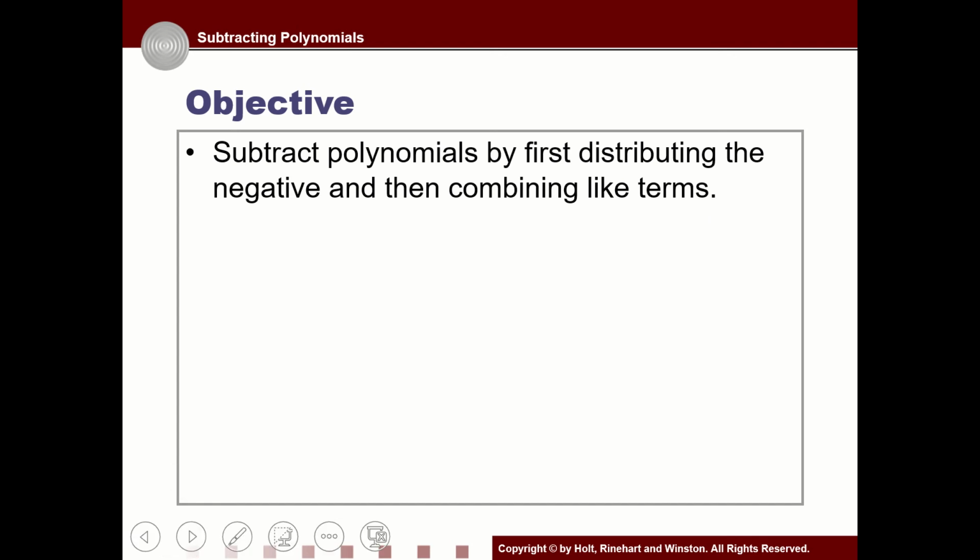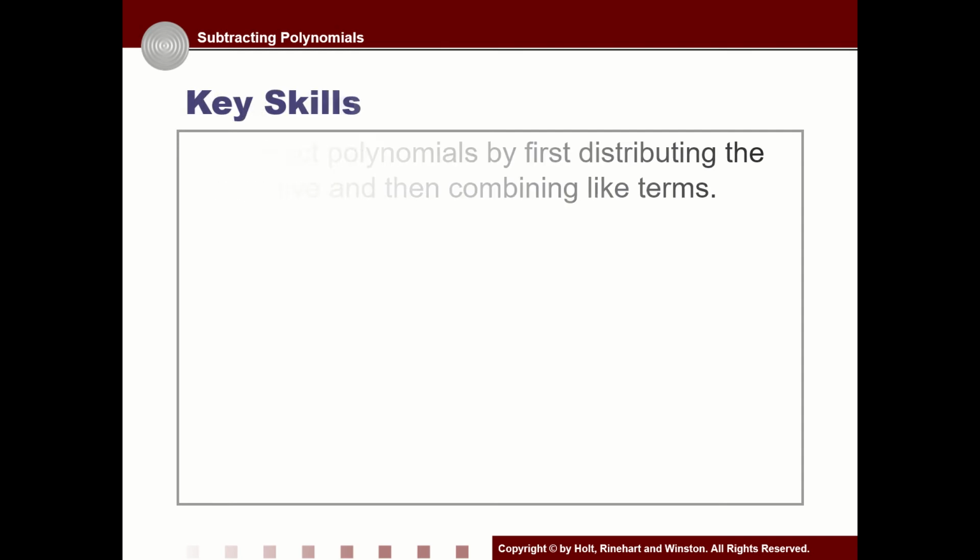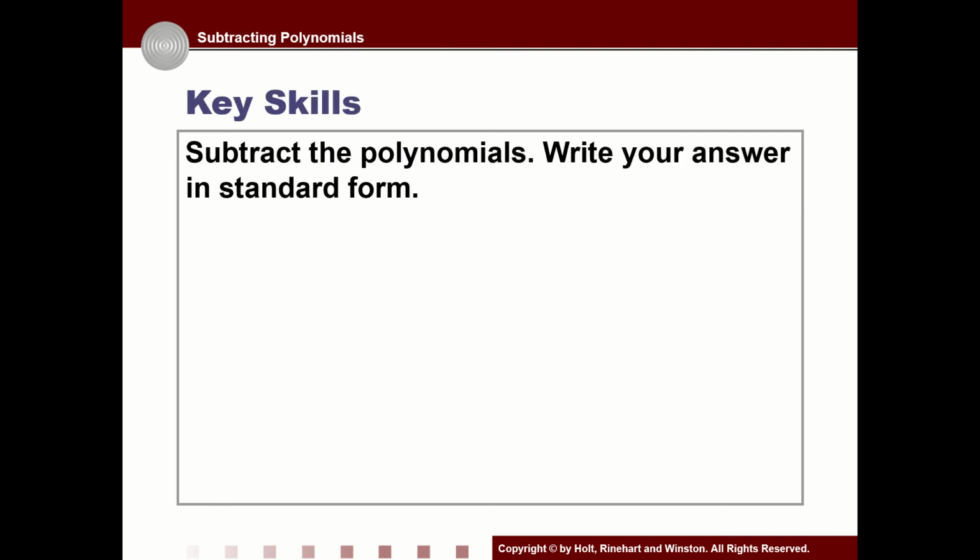Welcome back. So in our last video, we discussed adding polynomials. We're going to take it one step further today and learn how to subtract them. It's going to be very similar steps, but the very first step is what's going to be different. So our objective today is to subtract polynomials by first distributing the negative and then combining the like terms. Let's look at what that means.